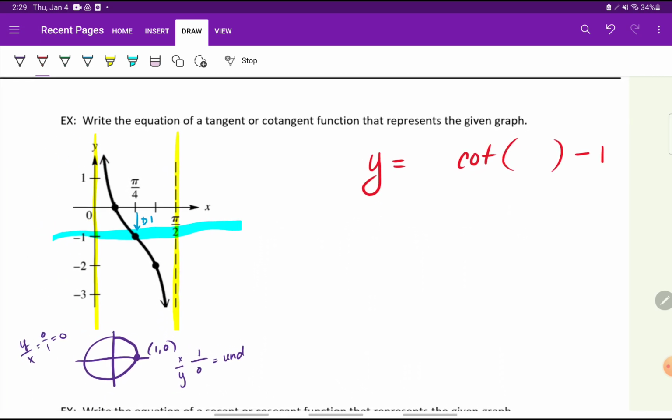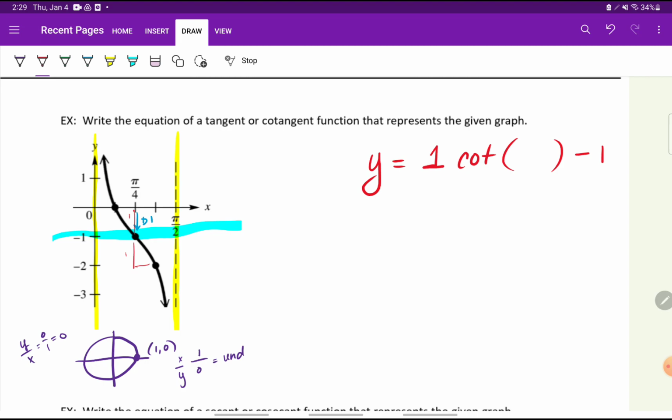To figure out the A value, you want to look at the distance between your middle point and one of the other points. How far down is the next one? Well, that's down only 1, right? And same thing here. It's only a difference of 1, so that tells us that our A value is going to be 1.